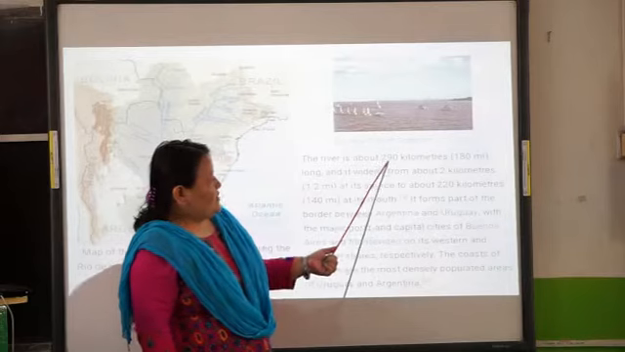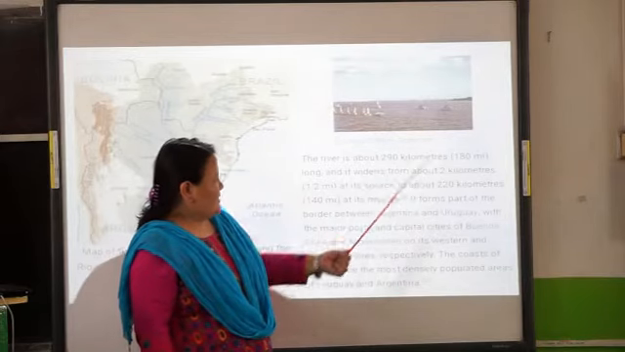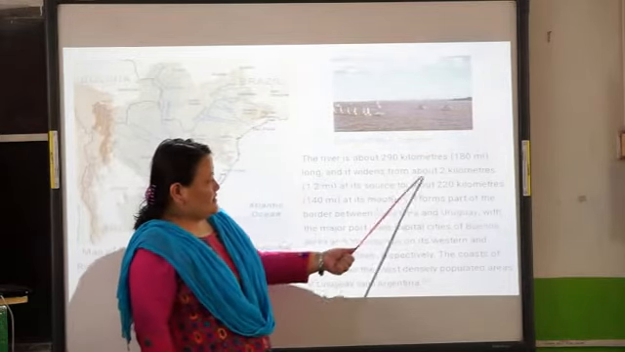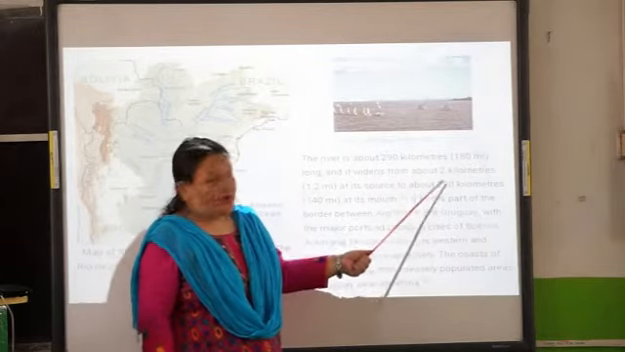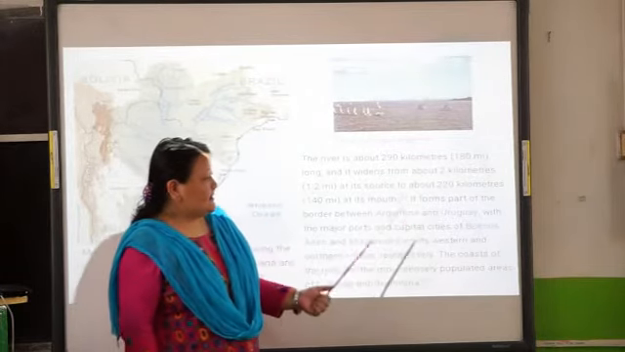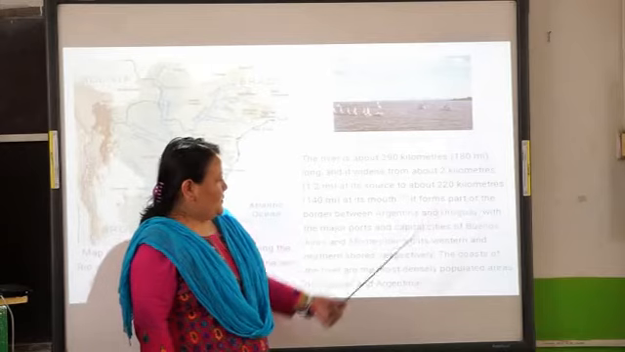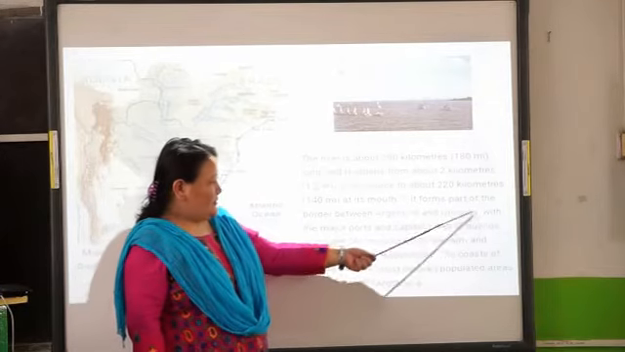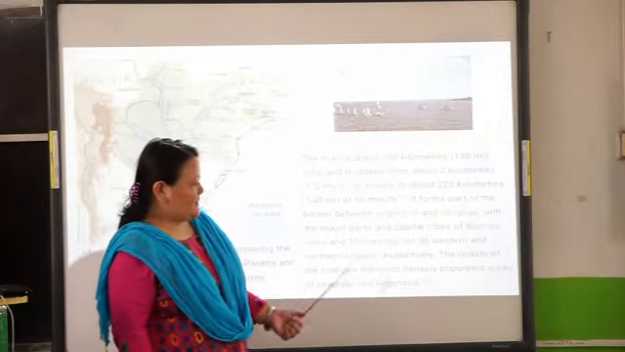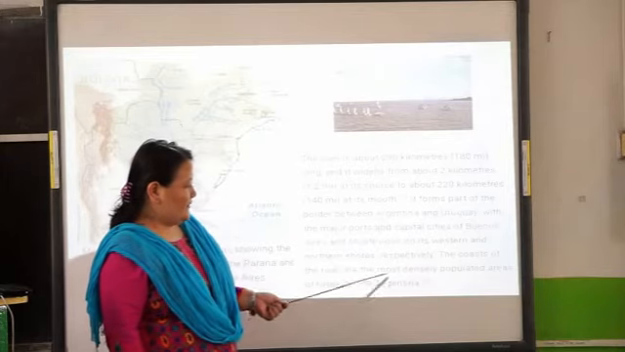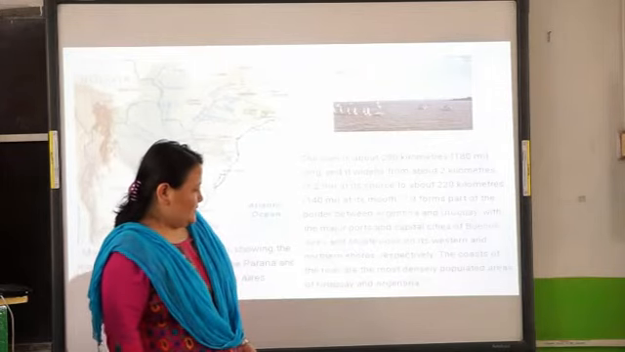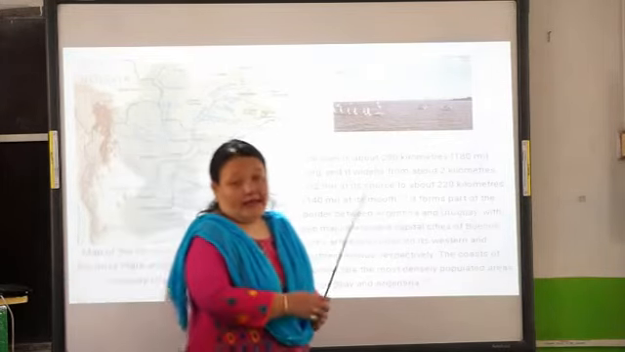The river is about 290 kilometers long and it widens from about 2 kilometers at its source to about 220 kilometers at its mouth. It forms part of the border between Argentina and Uruguay, with major ports and capital cities such as Buenos Aires. The coasts of the river are the most densely populated areas of Uruguay and Argentina.